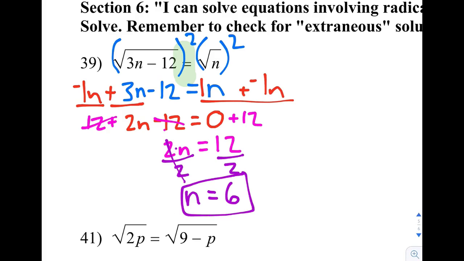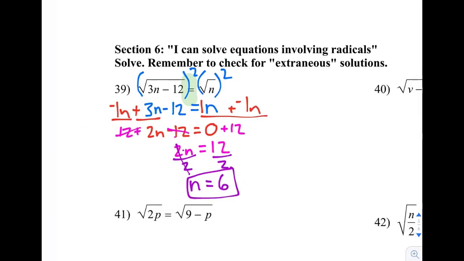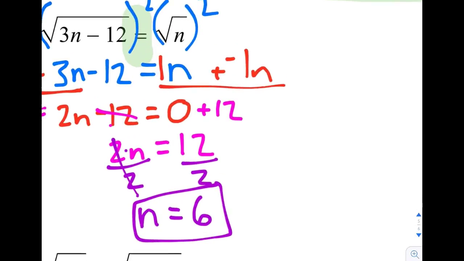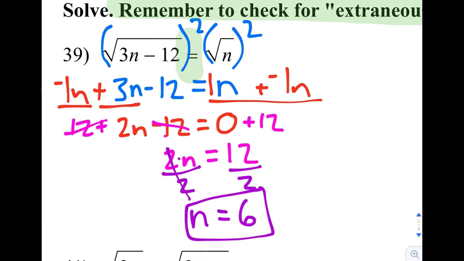Now, it'd be nice to say that's just my answer, but it says this weird little note here. Remember to check for extraneous solutions. What that means is that sometimes, because of the fact that you're squaring these problems, you are going to get weird things happening, as in that 6 might not work at all. It might actually just not have a solution of any kind. It might be impossible to solve.